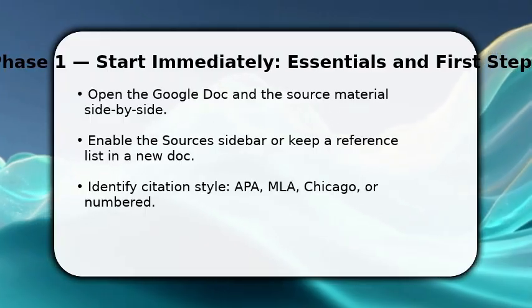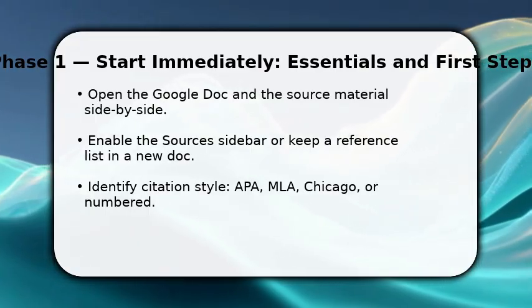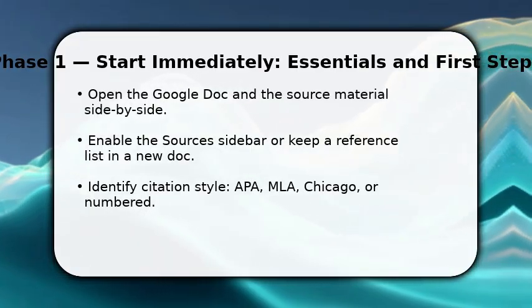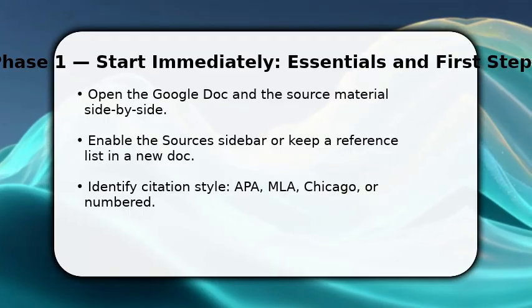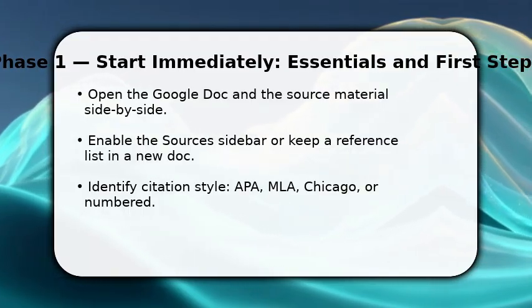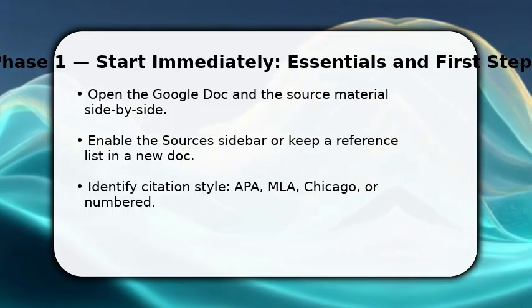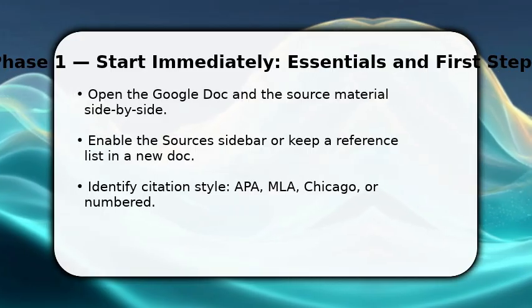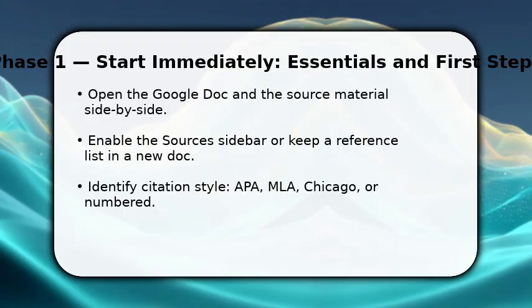You begin by gathering what matters. Open your Google Doc and the source files next to it so you can copy exact details. Once done, enable the sources sidebar or create a small reference list in a new document to track entries. Make sure to decide which citation style you must use, APA, MLA, Chicago, or numbered, because that choice determines order, punctuation, and whether you use author date versus footnotes.